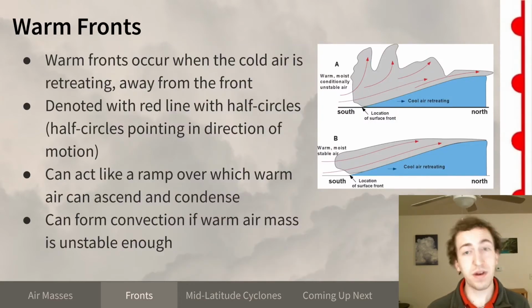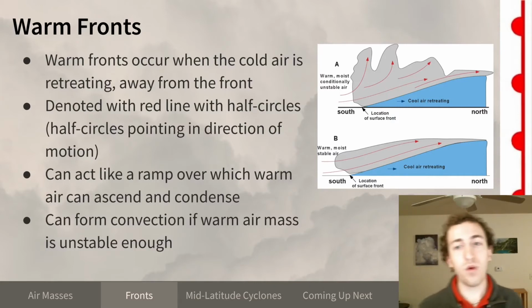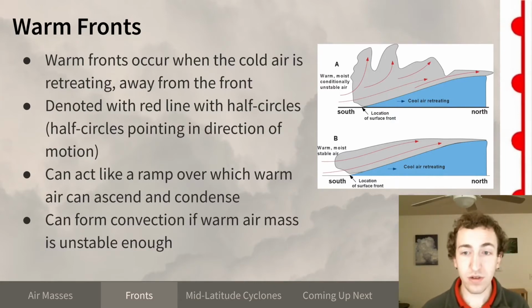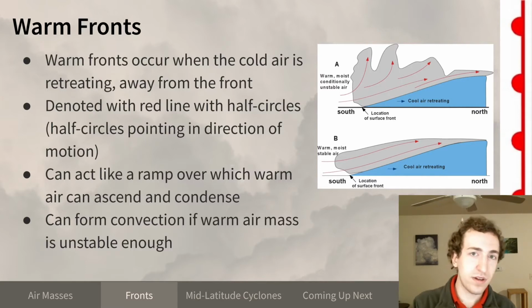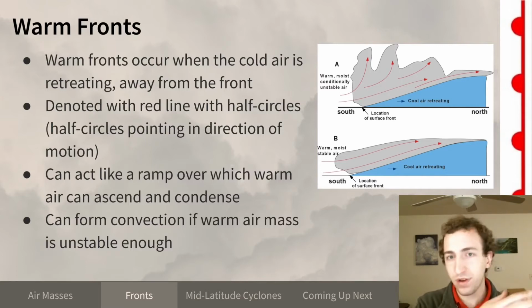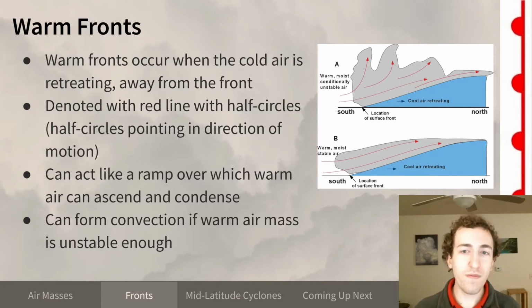If we instead talk about warm fronts, sort of the opposite, warm fronts occur when the cold air is retreating or moving away from the front. On a map, we denote this with a red line with half circles. Half circles, again, sort of pointing in the expected direction of motion based on where the cold air is. And thinking about this slightly differently than what we expect from a cold front, warm fronts instead have less steep slopes, and because of their direction of motion, they act more like ramps over which warm air can ascend and possibly condense if it has enough moisture.